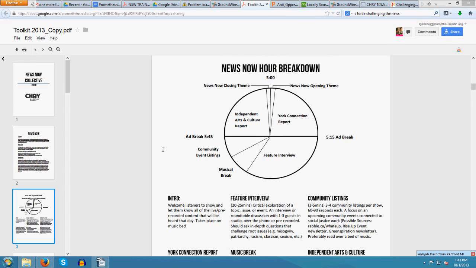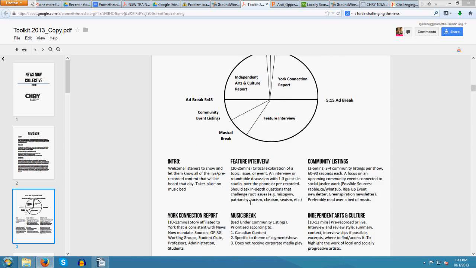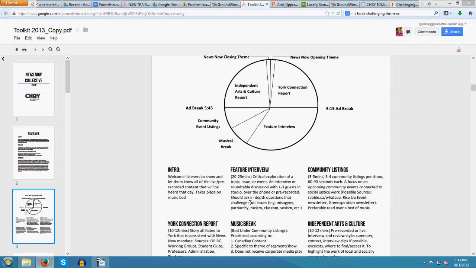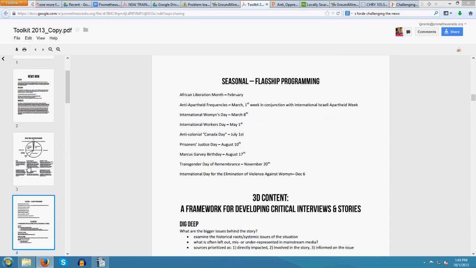And some other things we have: an example script, so folks in our collective can script their own shows, so it doesn't always have to be the same person. We also have a list of roles and tasks so that people know what is entailed in each program.